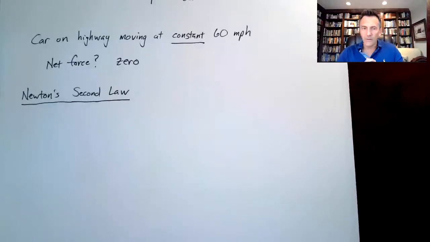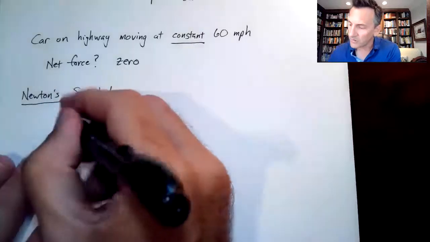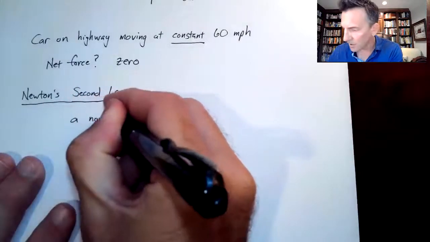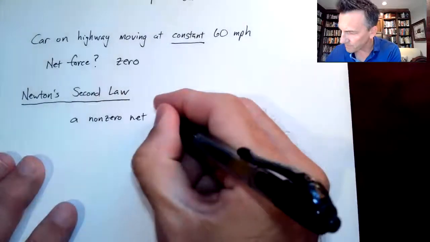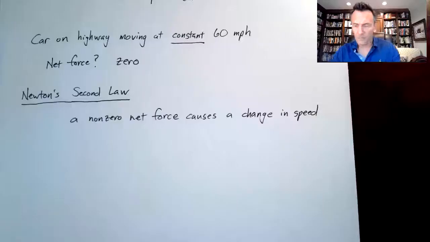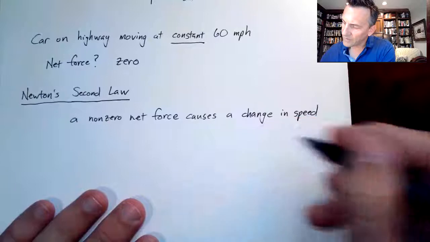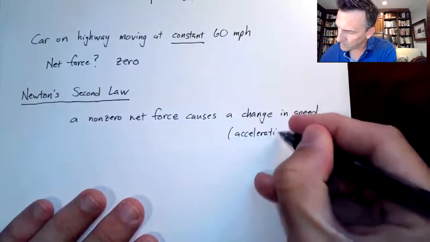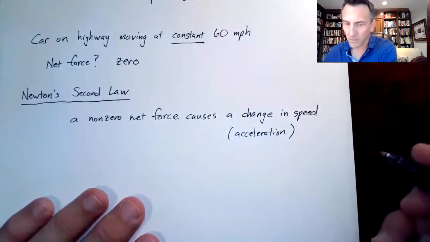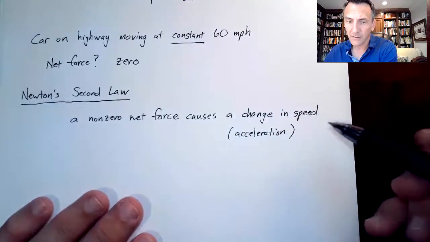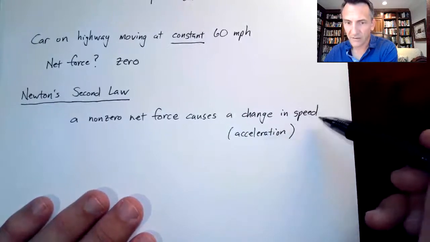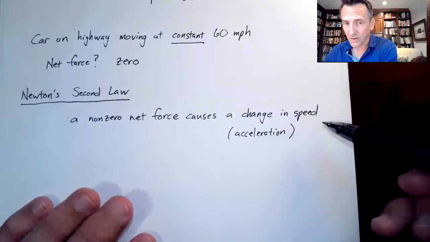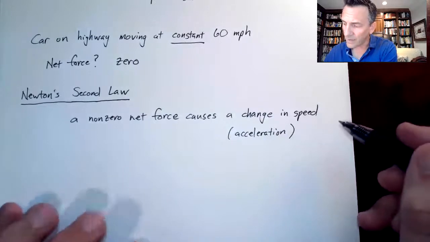Okay, now we're ready to move on to Newton's second law. Newton's second law can be summarized as a non-zero net force causes a change in speed. And remember how a physicist says a change in speed, often using the word acceleration. So a non-zero net force causes an acceleration or a change in speed. It can also cause a change in direction. So I'll come back to that later this semester.